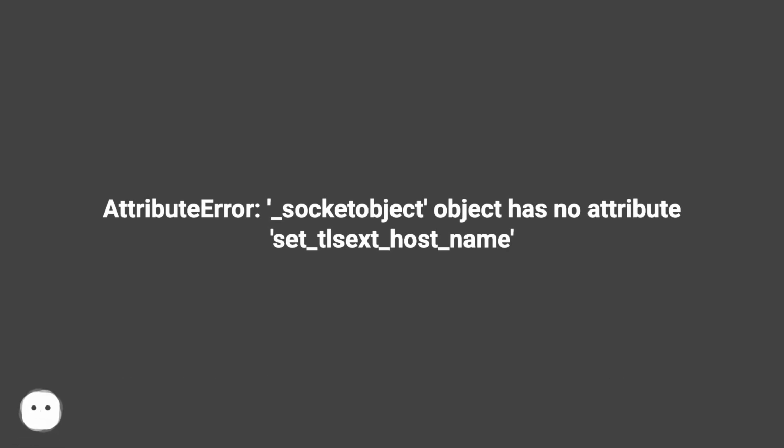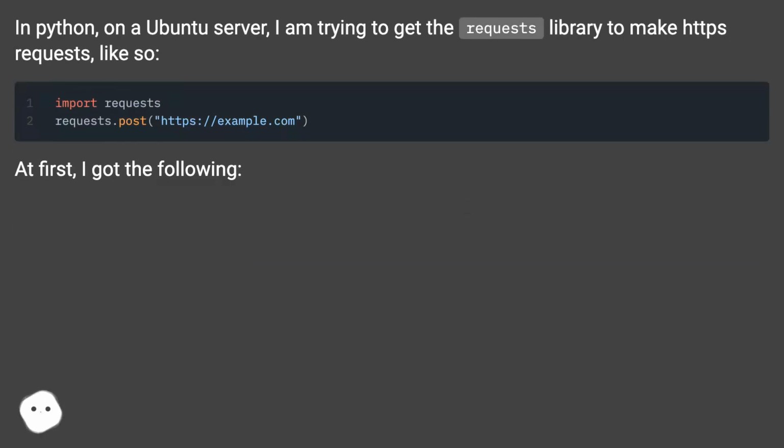AttributeError: '_socket.socket' object has no attribute 'set_tlsext_host_name'. In Python, on a Ubuntu server, I am trying to get the requests library to make HTTPS requests, like so.